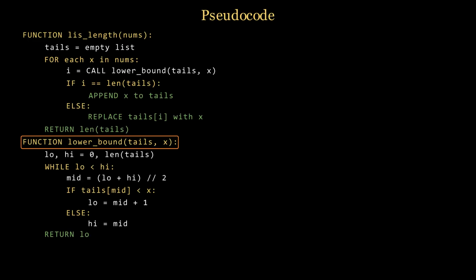Lower bound helper on the sorted tails list and value x. Search window is low through high, initially covering all tails entries. Repeatedly halve the window until low meets high. Mid is the integer halfway point between low and high. If the value at mid is still below x, the first valid slot is strictly to the right. Move low up to mid plus 1.